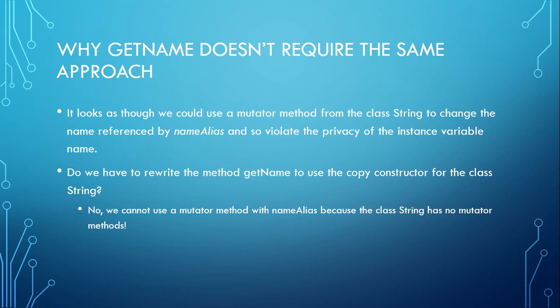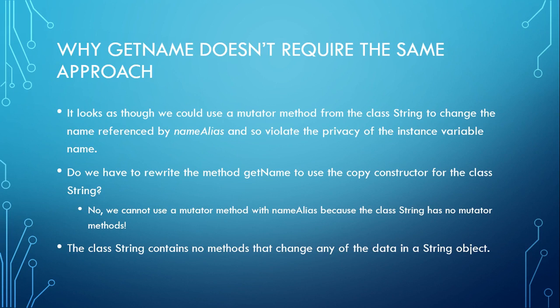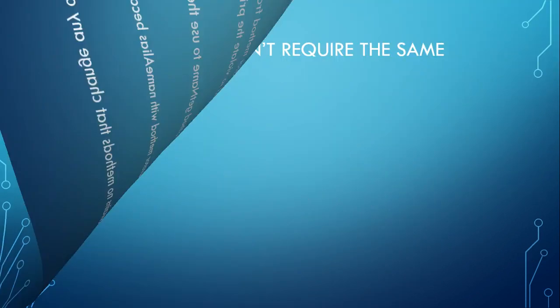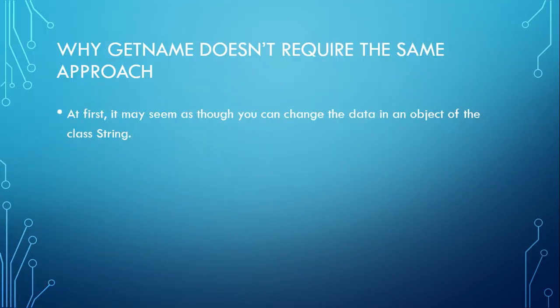We actually can't use a mutator method with nameAlias because the class String has no mutator methods. If you look at the String class, there are no mutator methods in there, no set methods are available. The class String contains no methods that would change any of the data within a string object. Now, you might be saying, hold up. We can change the data in a string object. Well, let's just take a moment here.